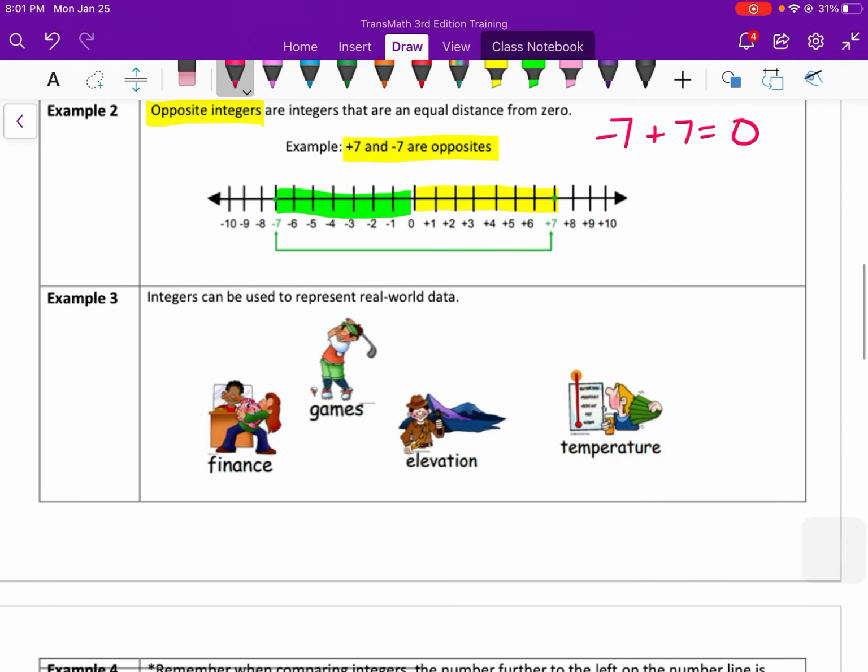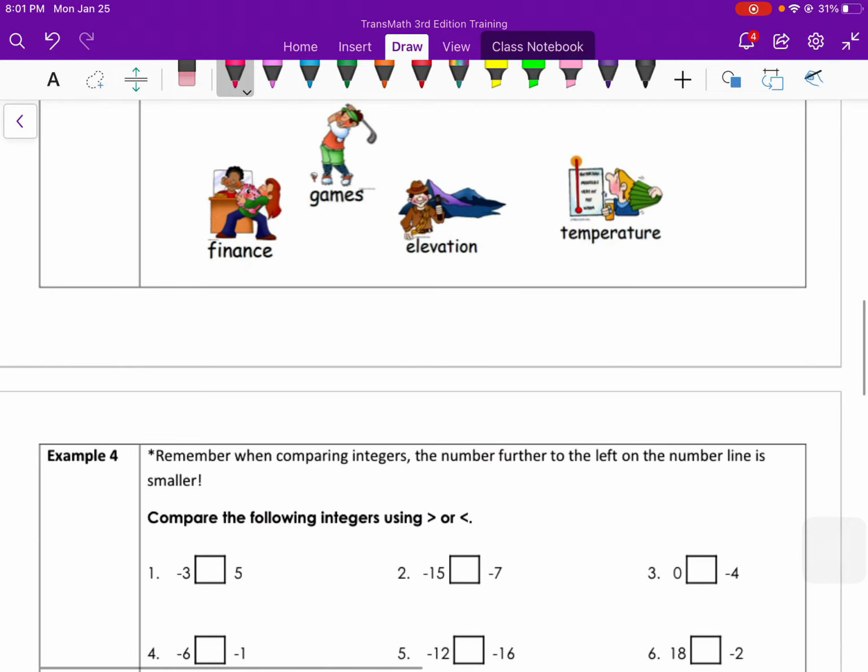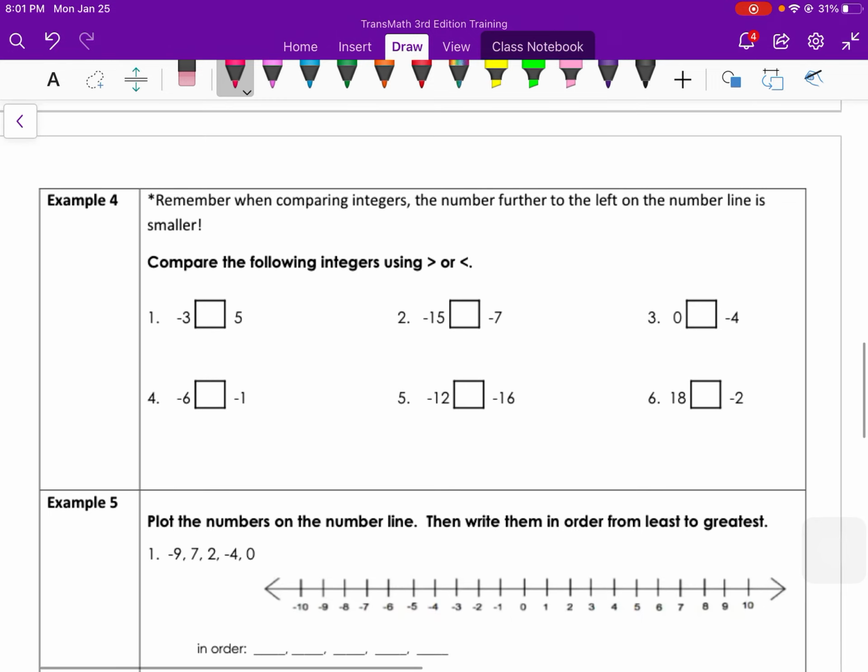Integers can be used to represent real-world data, like finance. We use integers to keep score in games. Elevation, temperature, all of these things are described using integers. Remember, when comparing integers, the number further to the left is always smaller on the number line.